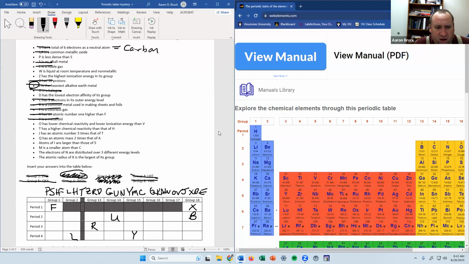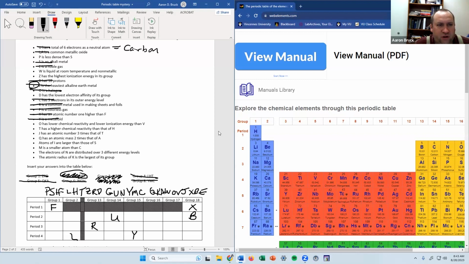Now it's just a matter of following out some of the key trends here. So I'm going to come back to the top here and see if there's anything else I can glean now that I know where everything goes. Okay, so P is less dense than S. Doesn't really tell me a whole lot here other than P is probably higher than S, but I don't know where P, S, and I are in relation to each other.